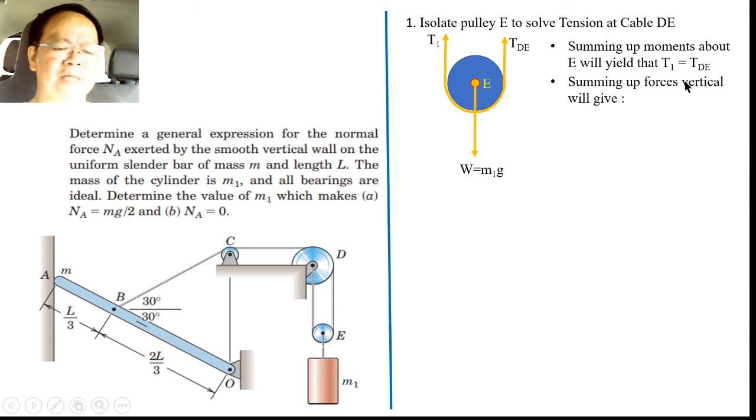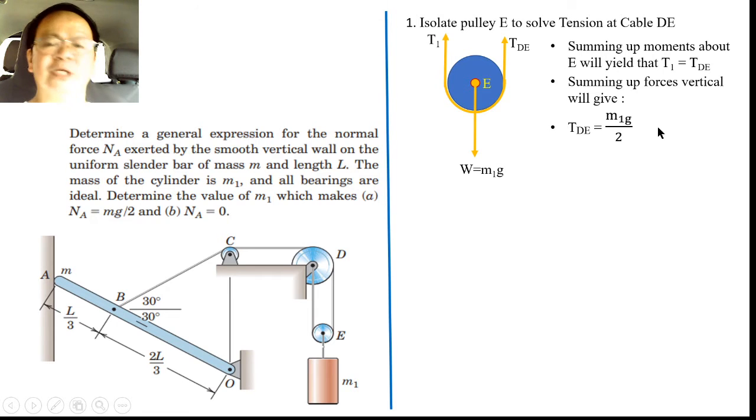Now, if we sum up forces vertical, this equation will give us a value of T sub 1 and T sub DE, and their magnitude shall be equal to 1/2 of the weight, or simply equal to 1/2 of M1 multiplied by G.